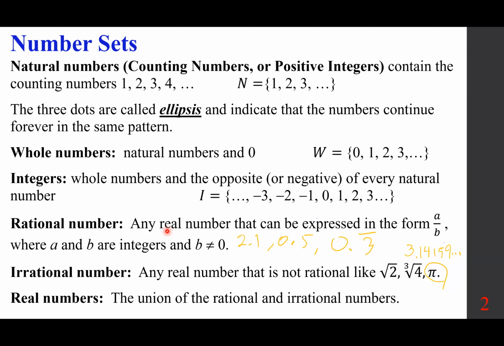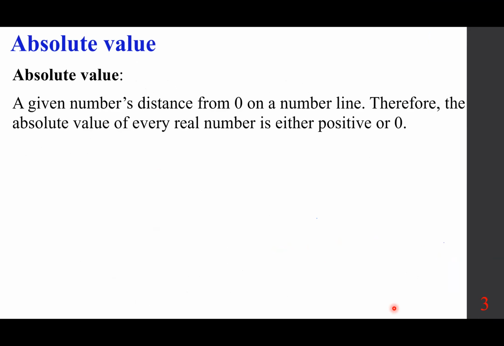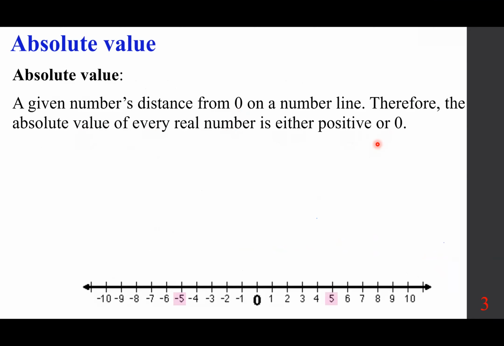All right. Absolute value. Basically, absolute value is defined as distance from 0. As a result, the absolute value of any number is either positive or 0. Example, if you look at 5 or negative 5, both of them have the same distance, namely 5 units from 0 on a number line.